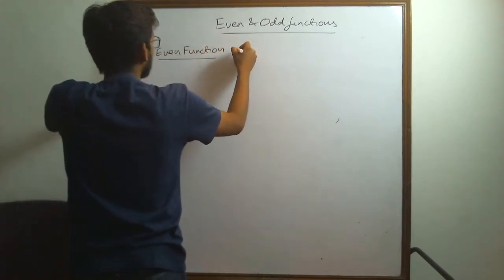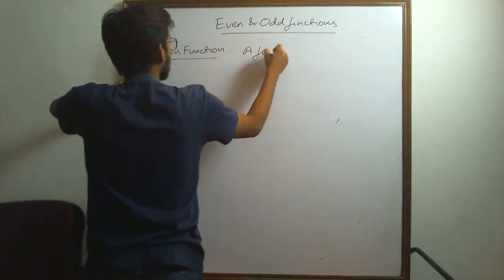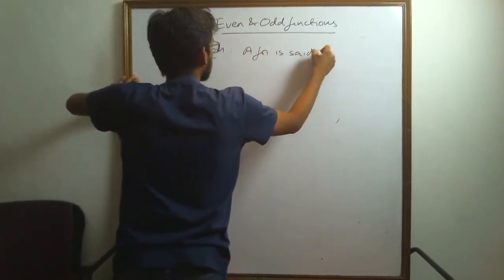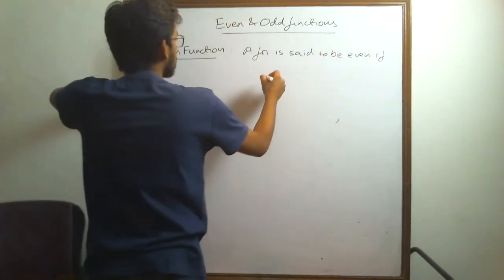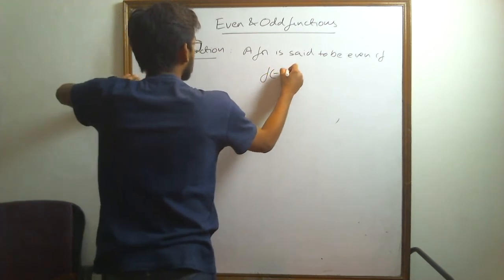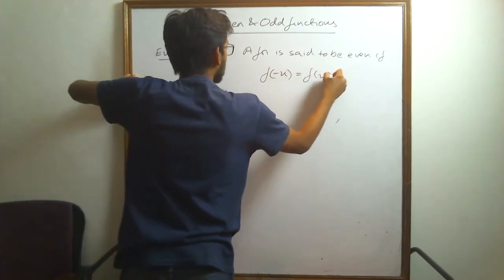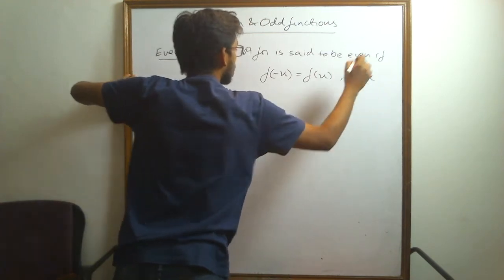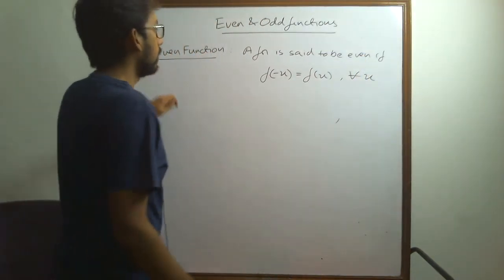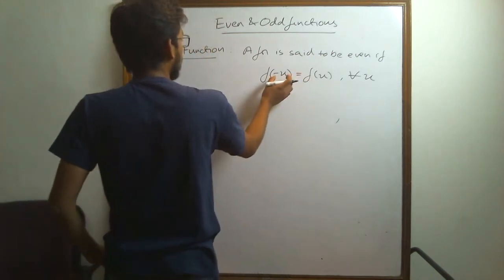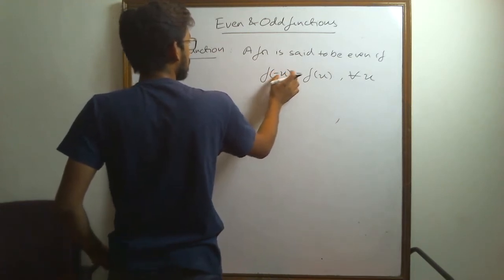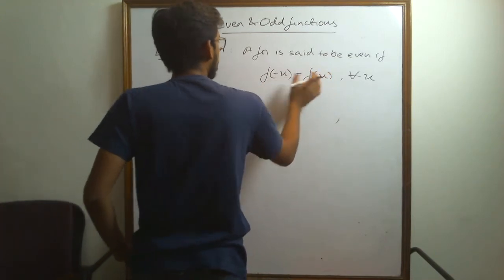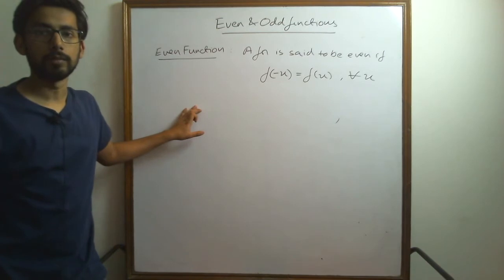The definition of an even function. A function is said to be even if the condition is that f of minus x is equal to f of x for all x in the domain. What this means is that if I replace x in the function by minus x everywhere and that function comes out to be equal to f of x itself, then it is known as an even function.